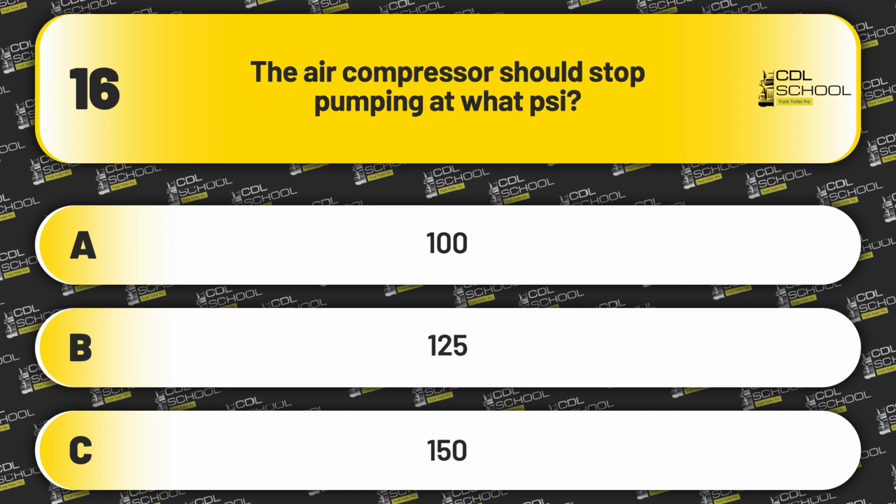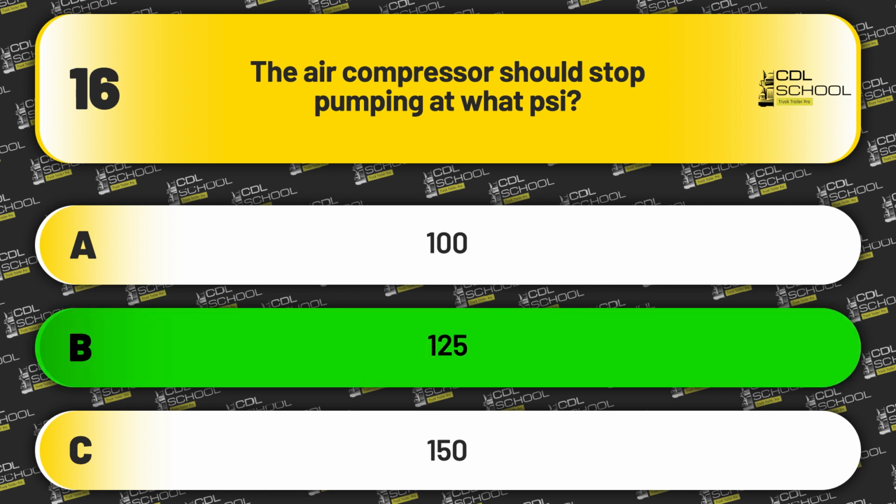The air compressor should stop pumping at what psi? A. 100 psi. B. 125 psi. Or C. 150 psi. The correct answer is the air compressor should stop pumping at 125 psi.